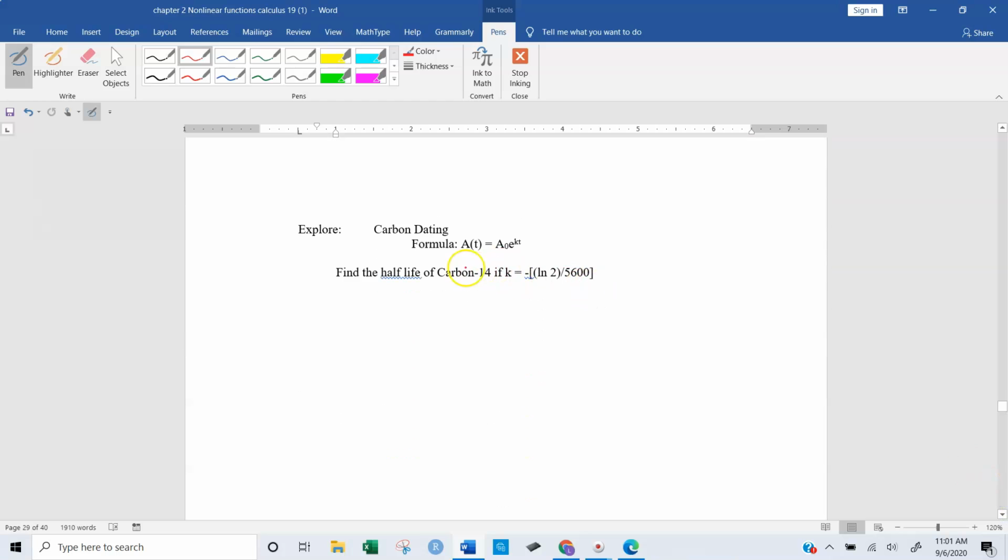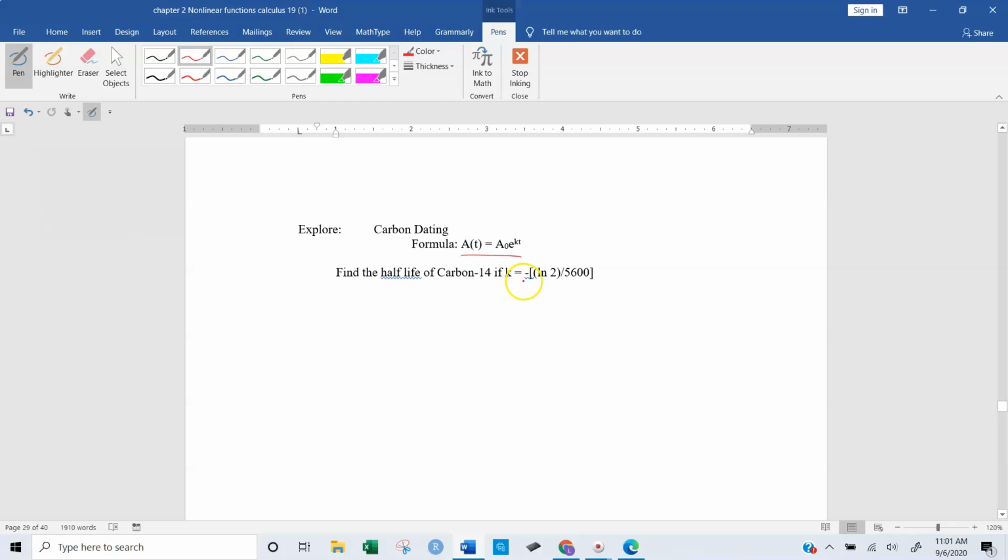Carbon dating. This is what you use to tell how old something is. Is it truly an antique? How many years old is it? Like, is that really the shroud Jesus wore? That would be determined by carbon dating. Or is that truly the Mona Lisa? You would use carbon dating to see what that was.